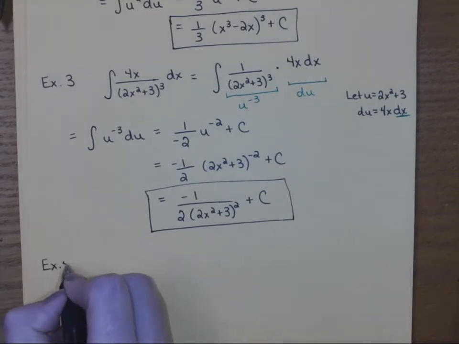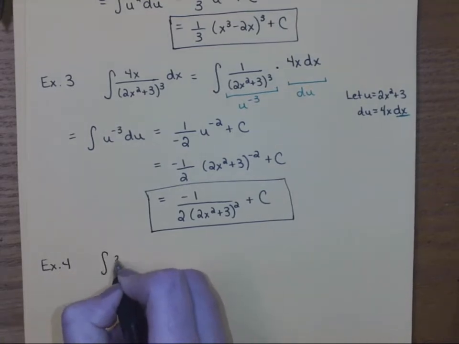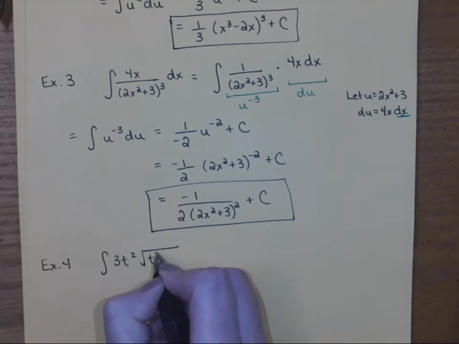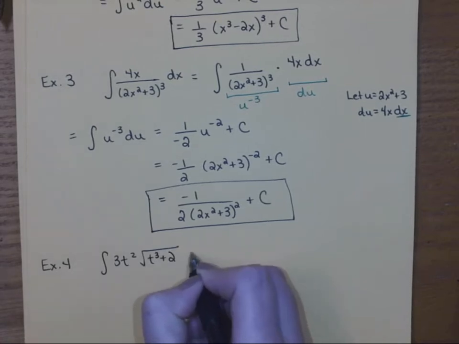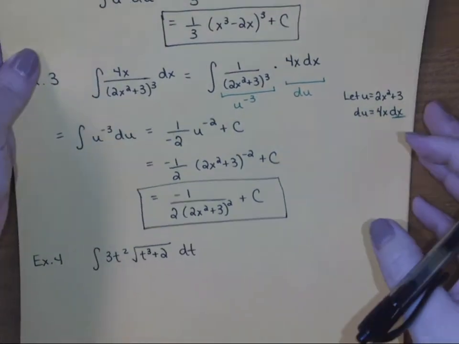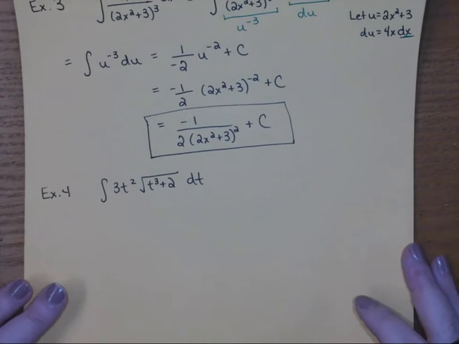All right, so let's do one more, and then we're going to look at some that may not be as perfectly set up as these have been. Notice we've always been really lucky to have the original u show up and then also the du show up somewhere in the problem.